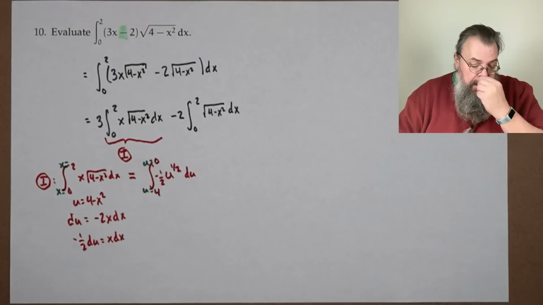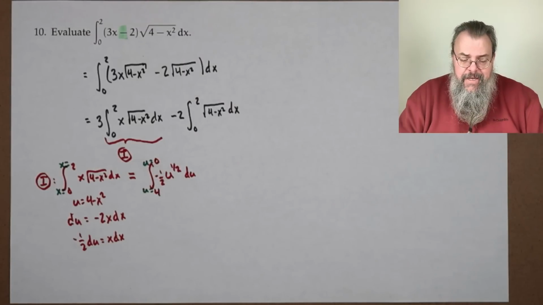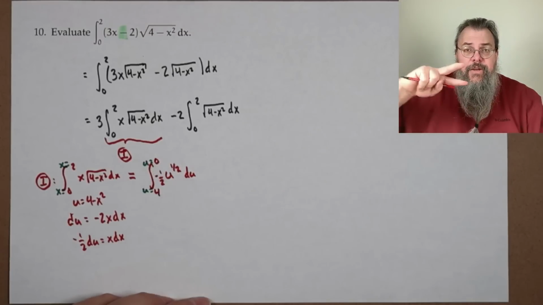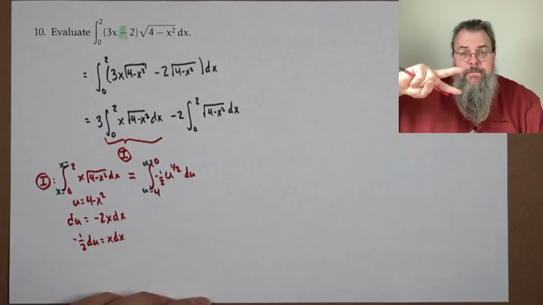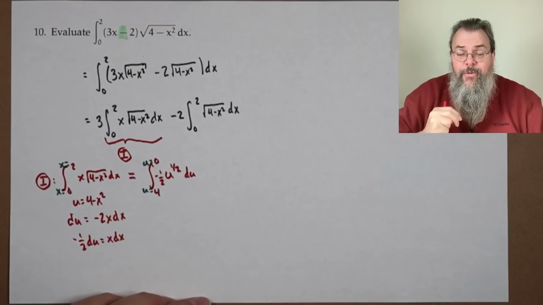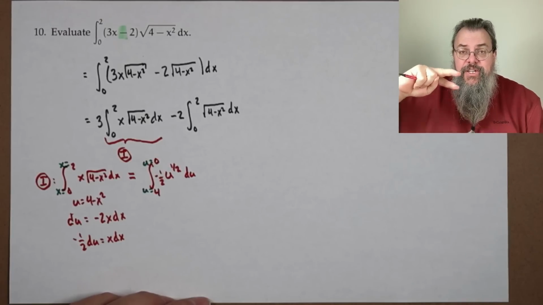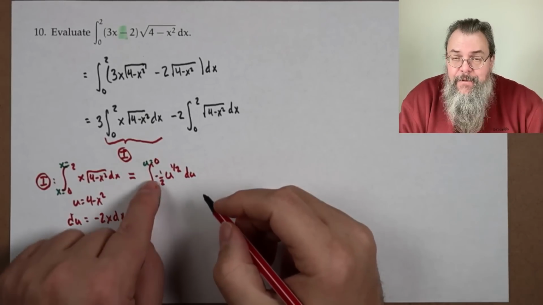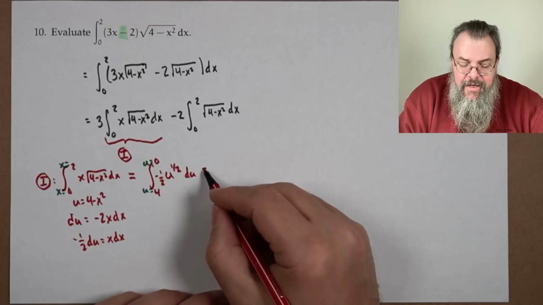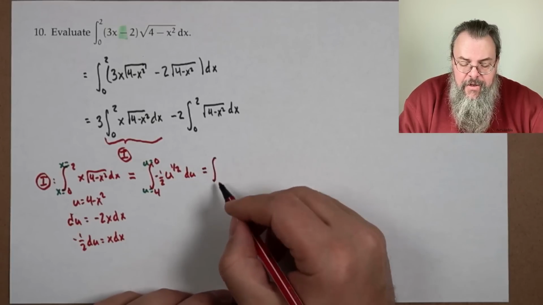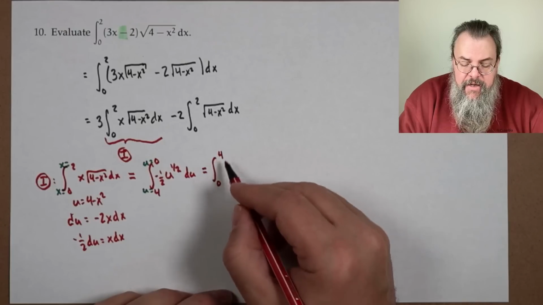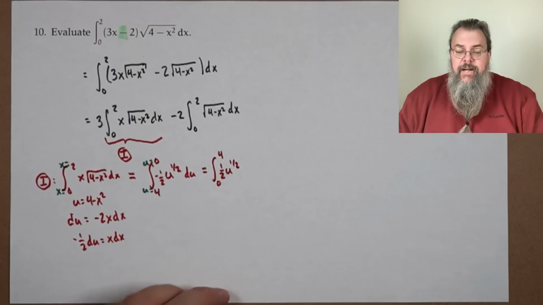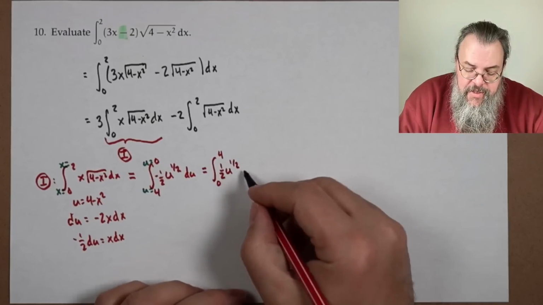Now you might say, I don't like the fact that I have 4 down and 0 up. Well, that's okay. You can swap. If you change the order, what does that do? Changing the order changes the sign. Well, we already have a minus, so we can say this is the same as the integral from 0 to 4, minus minus makes it just 1/2.